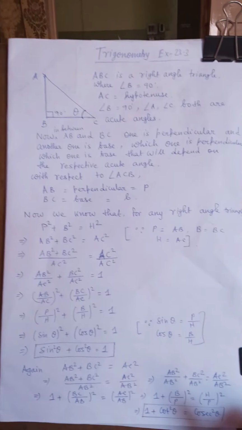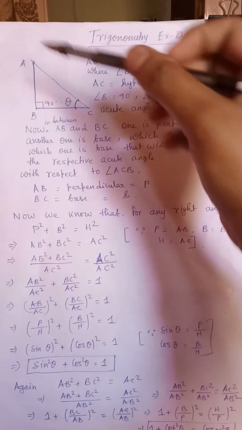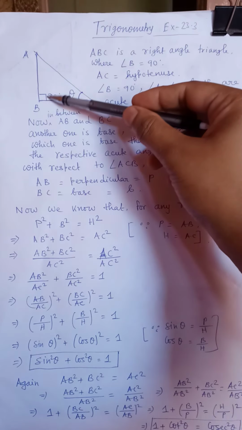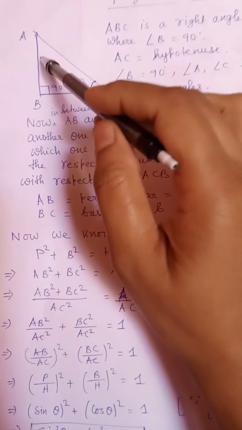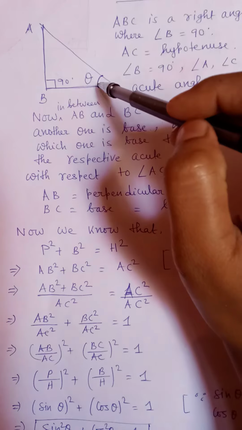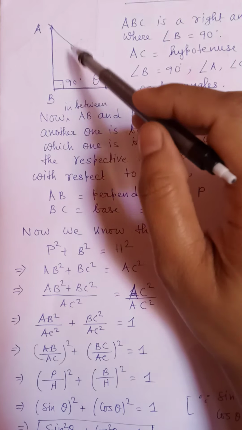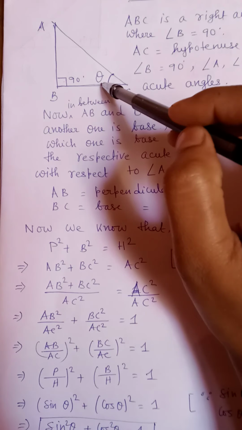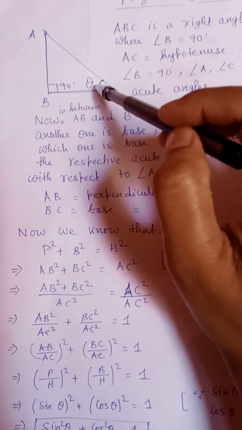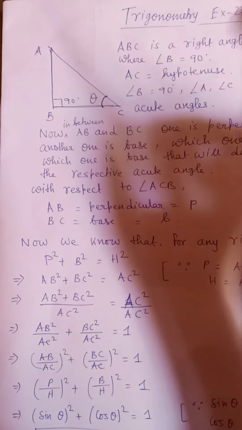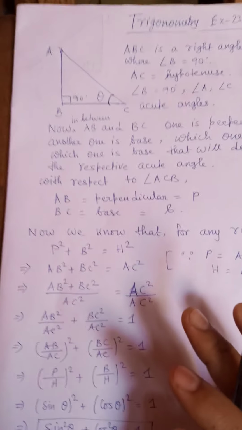In this chapter, we'll start with a right angle triangle ABC where angle B is 90 degrees. We know that the sum of three angles of a triangle, that is angle A plus angle B plus angle C, is 180 degrees. If one angle is 90, definitely the sum of the other two angles is 180 minus 90, that is 90 degrees. So each angle will be definitely less than 90, that is, both are acute angles.